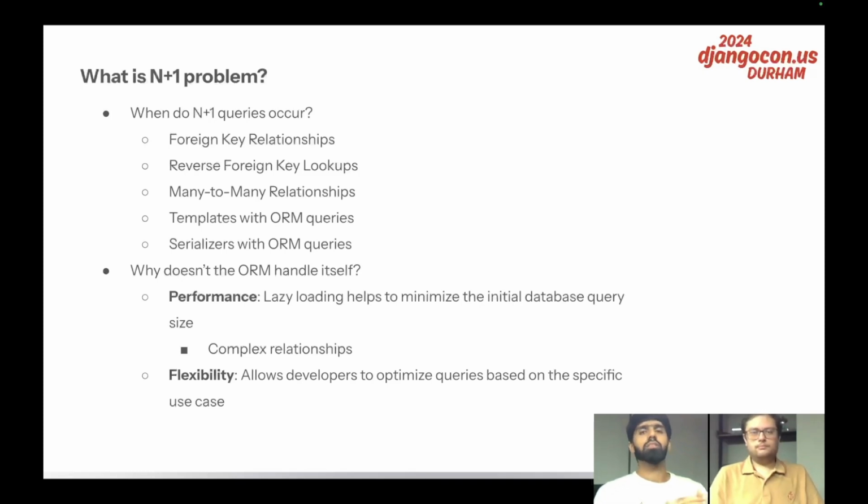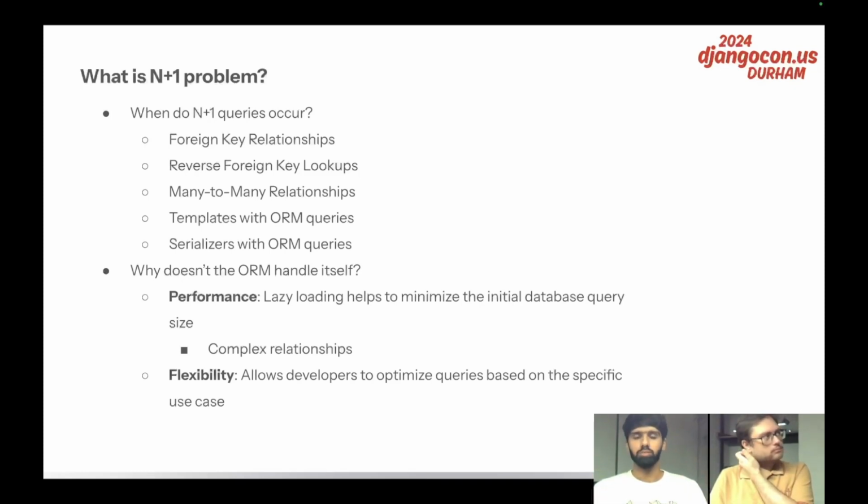If this issue is so widespread and common, why doesn't the Django ORM itself handle it? It comes down to two main factors: performance and flexibility. As we mentioned, ORMs use lazy loading to minimize the initial query size, which is also beneficial with large data sets when we are not going to need all of the related data.